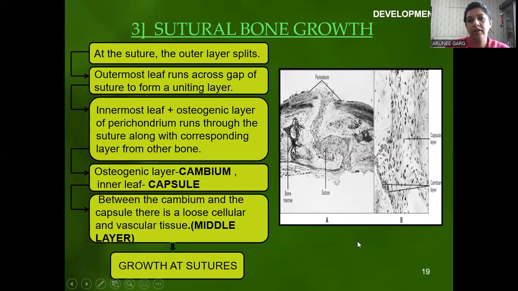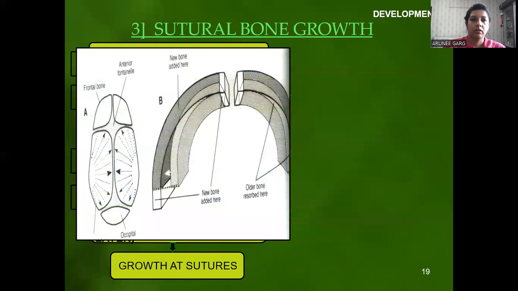So the growth here occurs at the sutures. You can see here, this is the anterior fontanelle, and this is how the gap in the suture is unified.